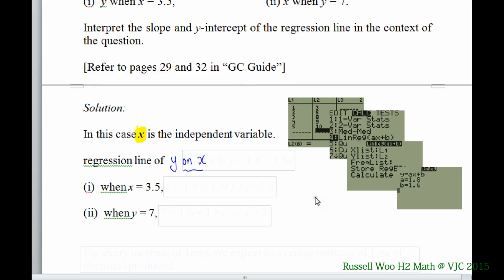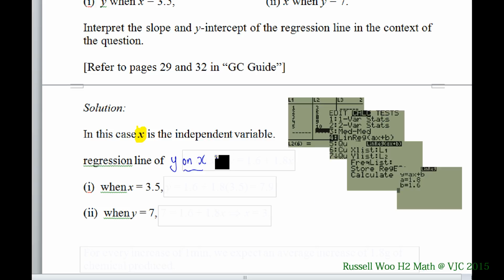So in my case, what I did was I chose number 4, all right? And x list must be the one on the horizontal axis. That means this must be the independent variable. You are going to regress y on x here, correct? Then you will get 1.8 and 1.6. In my case, my gradient a is 1.8. If you choose number 8, you will get b equals 1.8, where b is the gradient. It didn't matter.